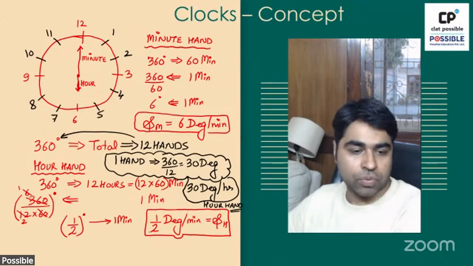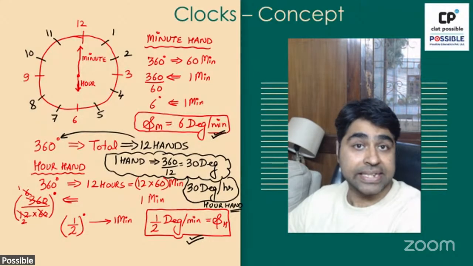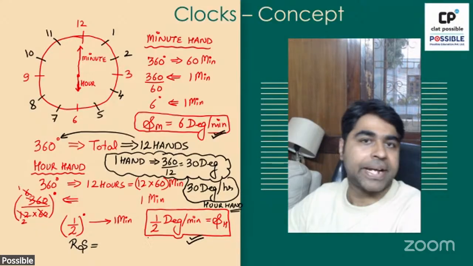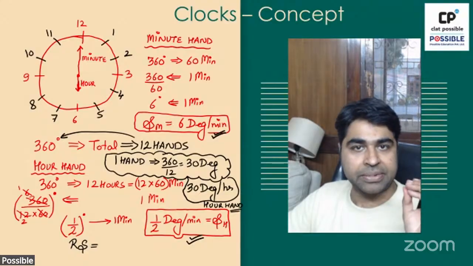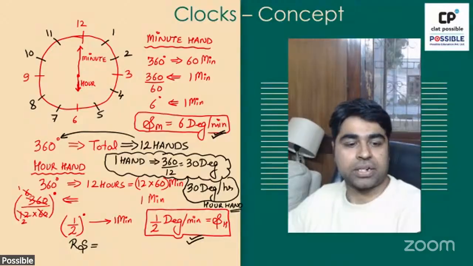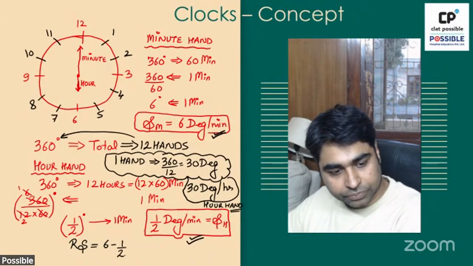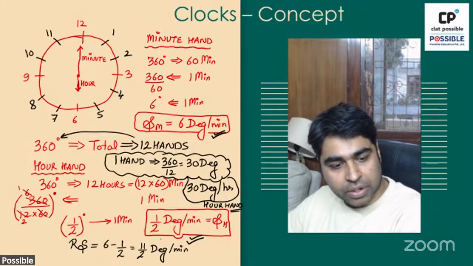Correct. So if the speed of the hour hand is half a degree per minute and the speed of the minute hand is 6 degrees per minute, what will be the relative speed of the minute hand and the hour hand? Because both of them are moving in the same direction, and in the same direction the time speed distance concept says that the relative speed will be subtracted. So it will be 6 minus half. It will be 11 upon 2 degrees per minute, the relative speed of the two hands.